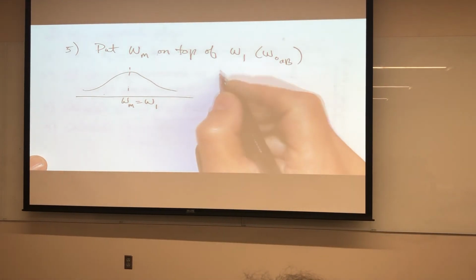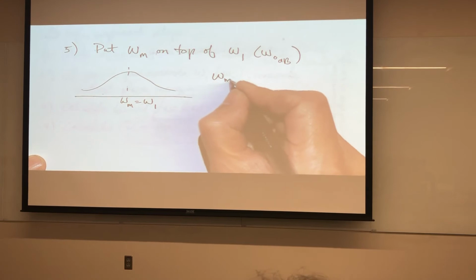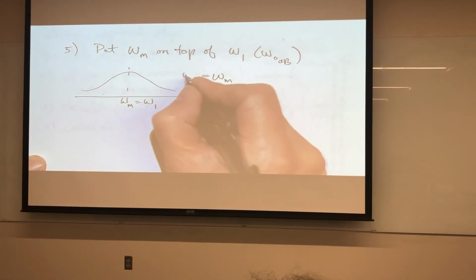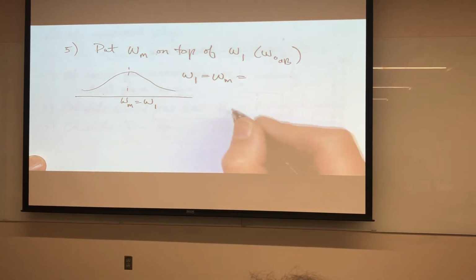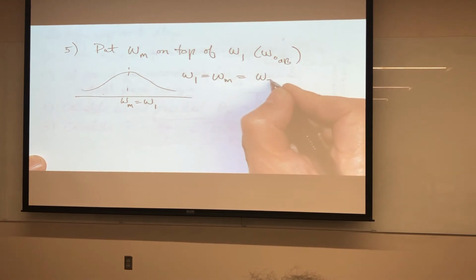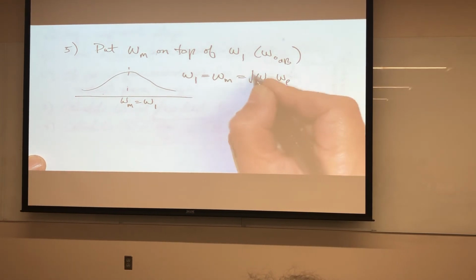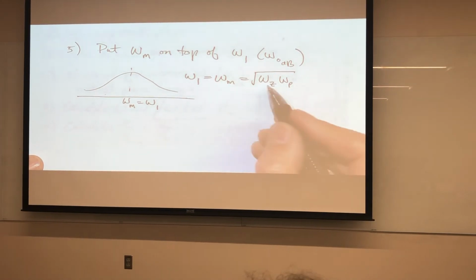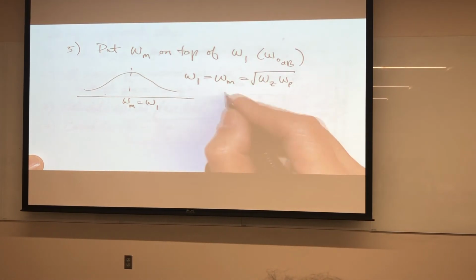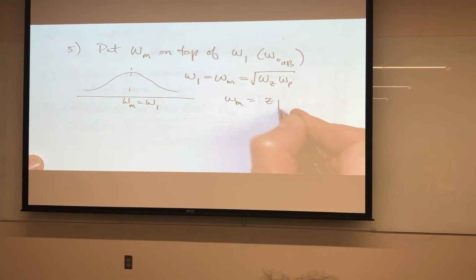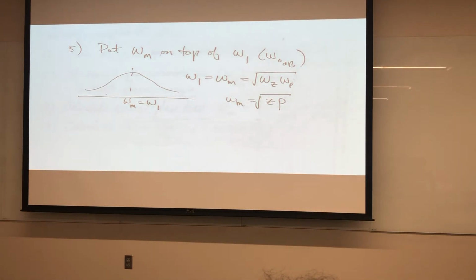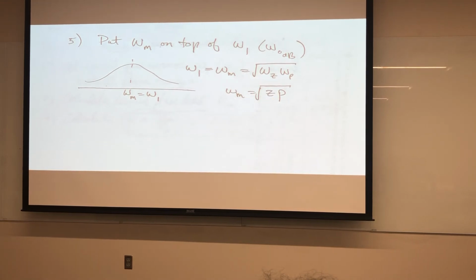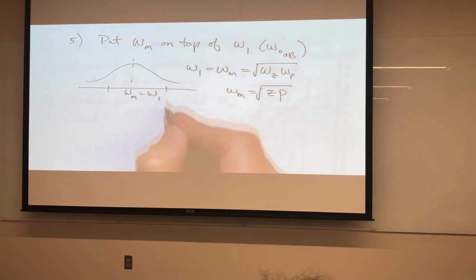So basically what I'm saying is set omega m equal to omega 1. And we have a formula for omega m, and that's equal to the square root of omega z times omega p. In some of my notes, I get tired of writing omegas, and so I say omega m is equal to z times p. Okay, I get writer's cramp. This is omega z and omega p.